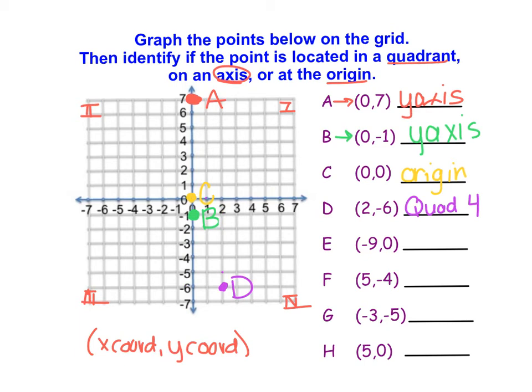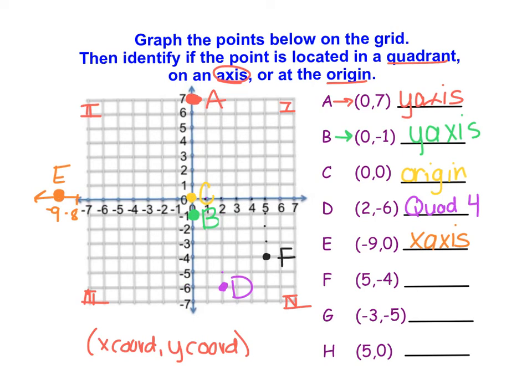Then next we have point E, and point E is where x is negative 9 and y is 0. So notice here my x values only go to negative 7, so I got to extend it a little bit. So x is negative 9 would be about right there, and y is 0. So that is point E. And I notice E is on a line, not in a specific quadrant, so it's on the x-axis. All right, then I'm going to look at point F. So I have where x is 1, 2, 3, 4, 5. Y is negative 1, 2, 3, 4. So there is point F.